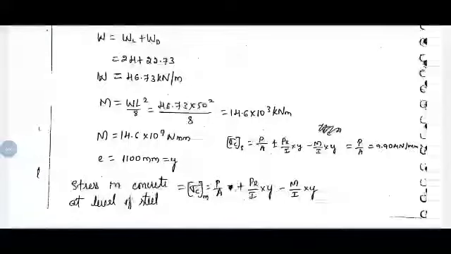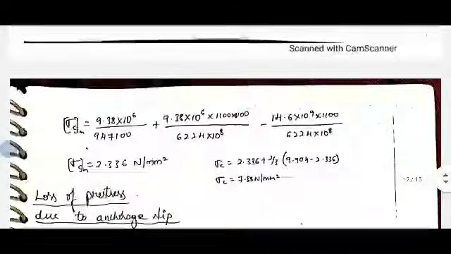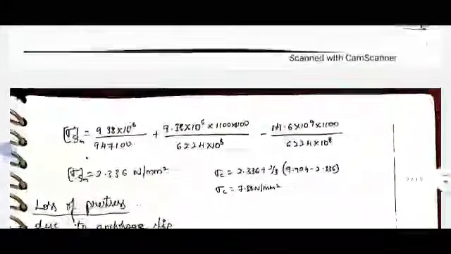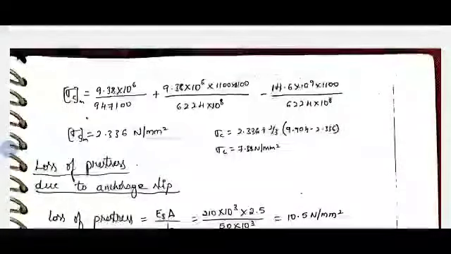So at support P by A will remain because in P by I into y, here both e and y are 0, M by I into y, y is 0, so we remain with P by A. Stress in concrete at the level of steel will remain with all the values. So by simplifying, we will get 2.336 Newton per mm square as the midspan stress and 9.904 Newton per mm square as the support section, and by taking average of both we will get 7.38 Newton per mm square.